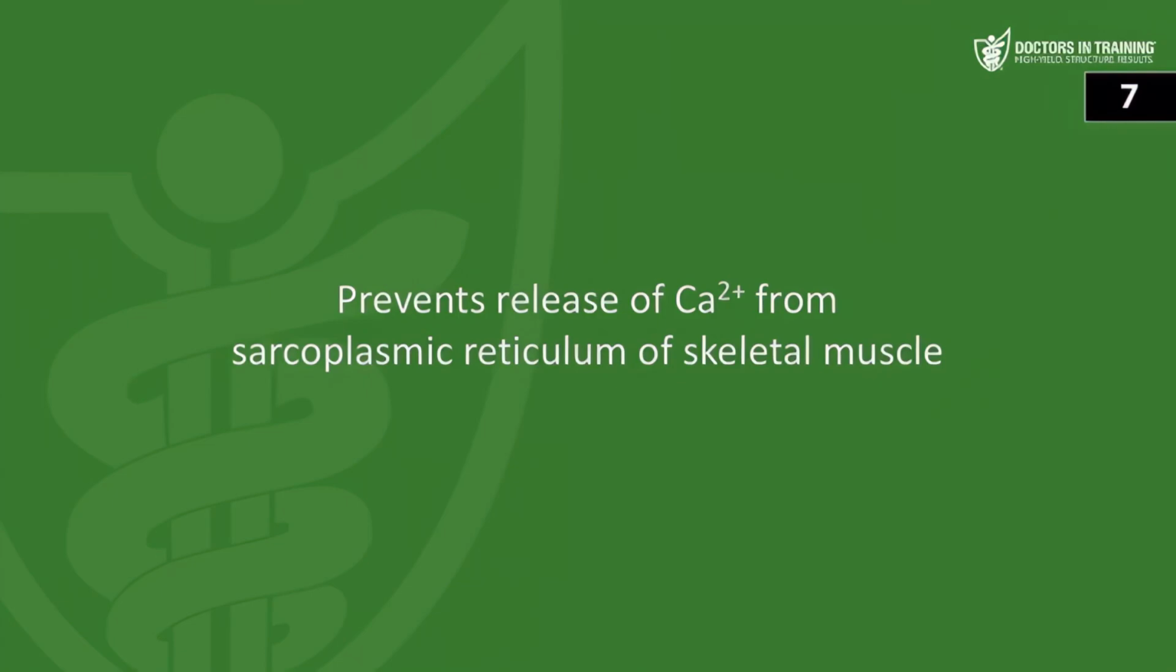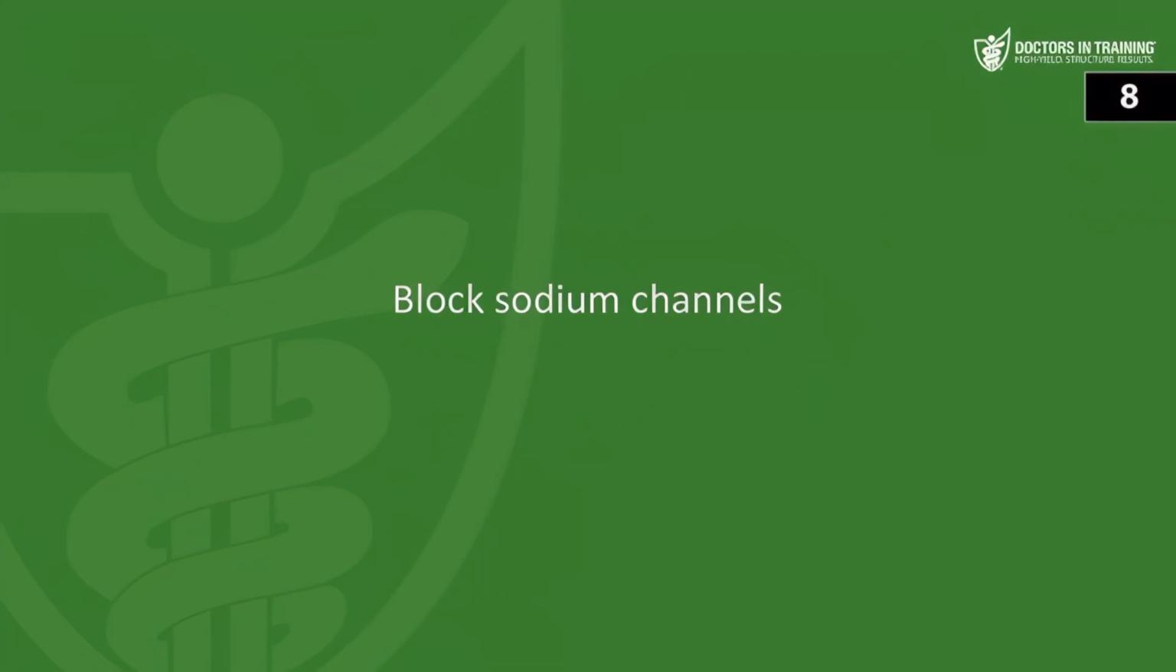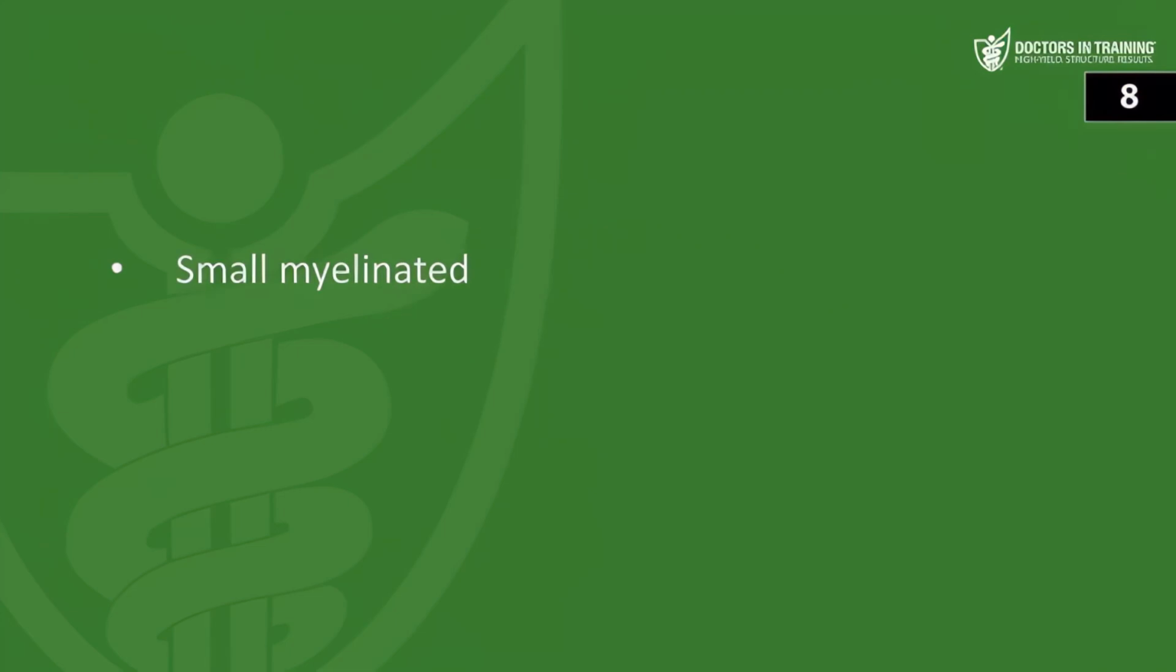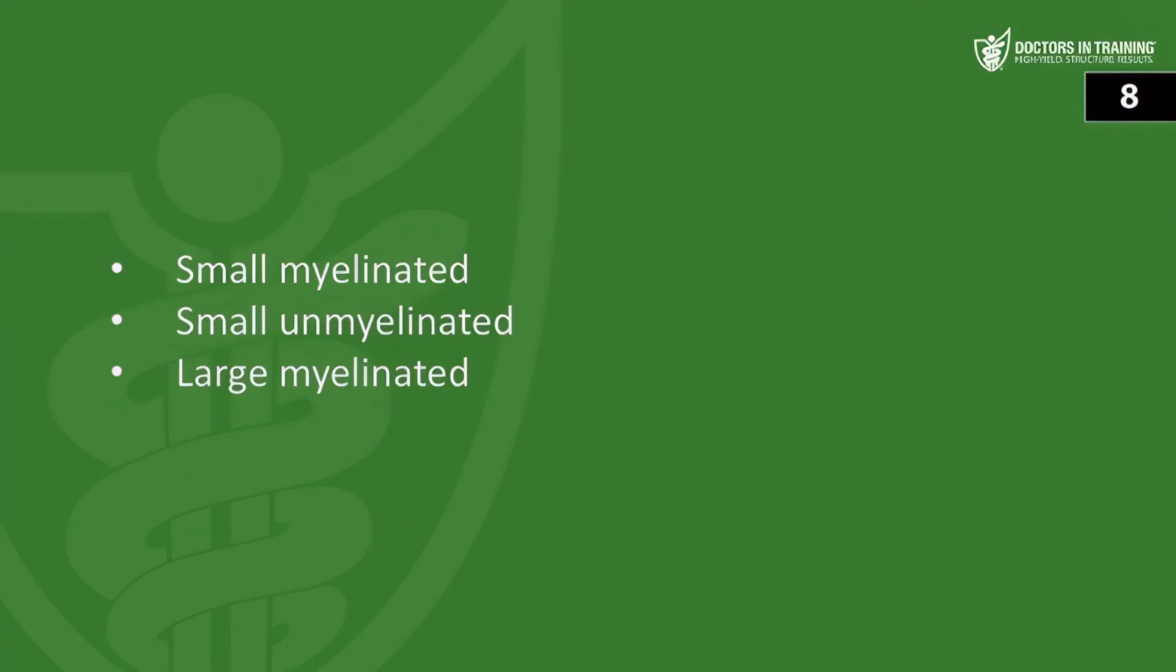Next question, what is the mechanism of action of dantrolene? Remember the dantrolene is going to prevent the release of calcium from the sarcoplasmic reticulum of that skeletal muscle. It's going to relax those muscles. Next, what is the mechanism of action of local anesthetics? Remember they block the sodium channels, and then which nerve fibers are blocked first with that local anesthesia? Remember it's the small myelinated, often pain ones, and then the small unmyelinated, then the large myelinated, and then the large unmyelinated.